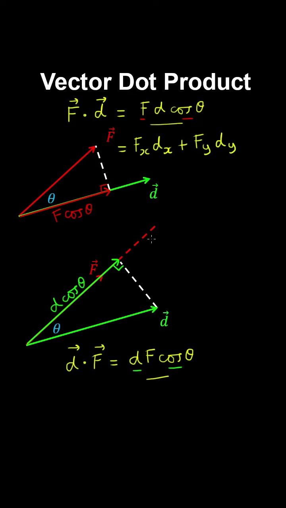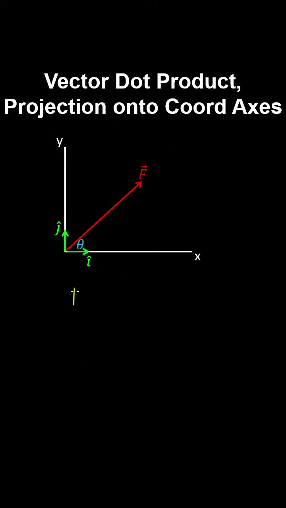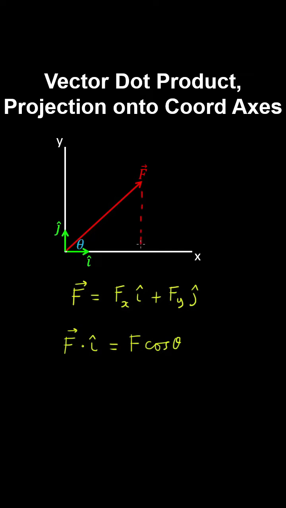We can use the dot product to represent vectors in different coordinate systems. So for example, if we take the dot product between the force vector and the horizontal unit vector, by definition that's the magnitude of f by the magnitude of i, which is 1, cosine theta. So that gives the horizontal component of that vector.